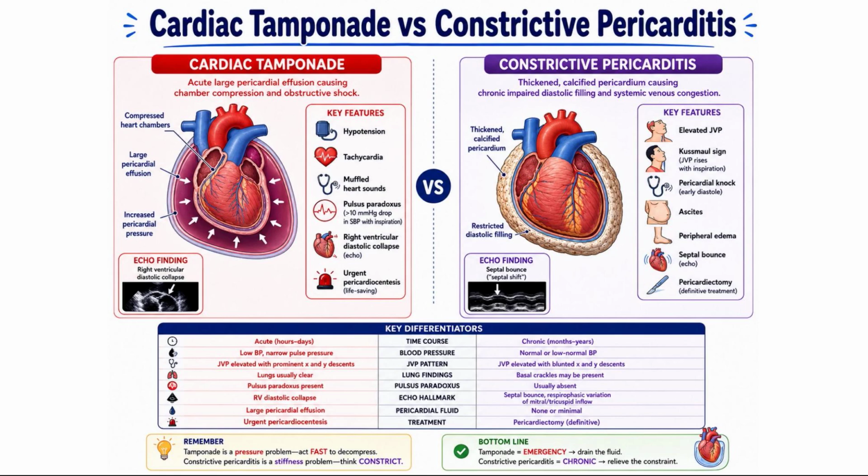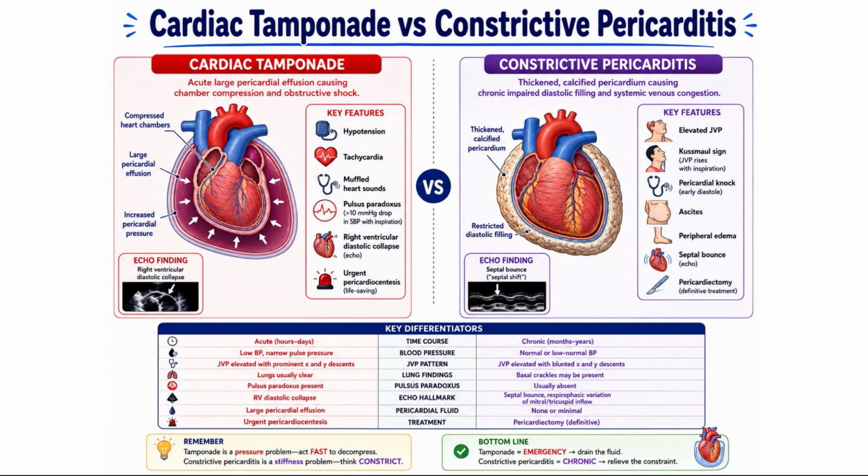Blood pressure: low with a narrow pulse pressure in tamponade versus normal or low normal in constriction. Pulsus paradoxus: present in tamponade, usually absent in constriction. Echo hallmark: RV diastolic collapse in tamponade versus septal bounce in constriction. Pericardial fluid: a large effusion in tamponade versus none or minimal in constriction. And treatment: urgent pericardiocentesis for tamponade, pericardiectomy as the definitive fix for constriction.